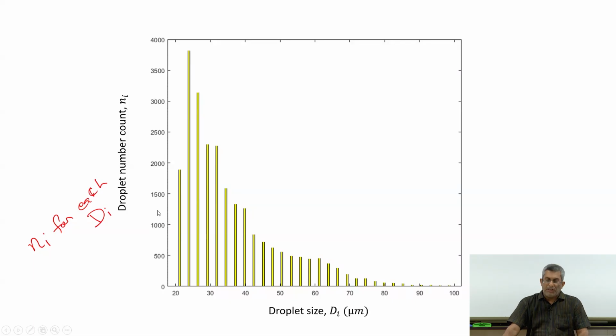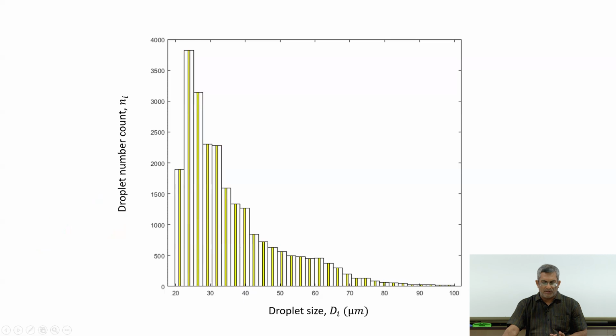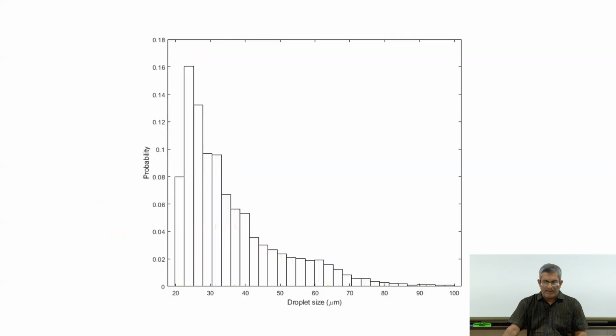But we know that this number count corresponds to a bin rather than a particular size. This size is basically representative of that bin. So we can show it this way also. Okay, so this is a histogram of the particle size distribution. And then we know the number here and we divide this with the total number, and then we get the probability as I mentioned earlier, and we get a distribution like this.